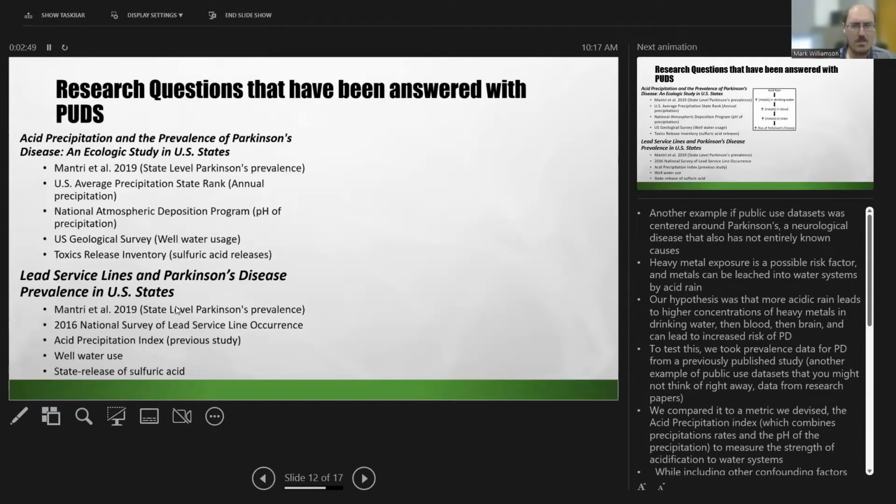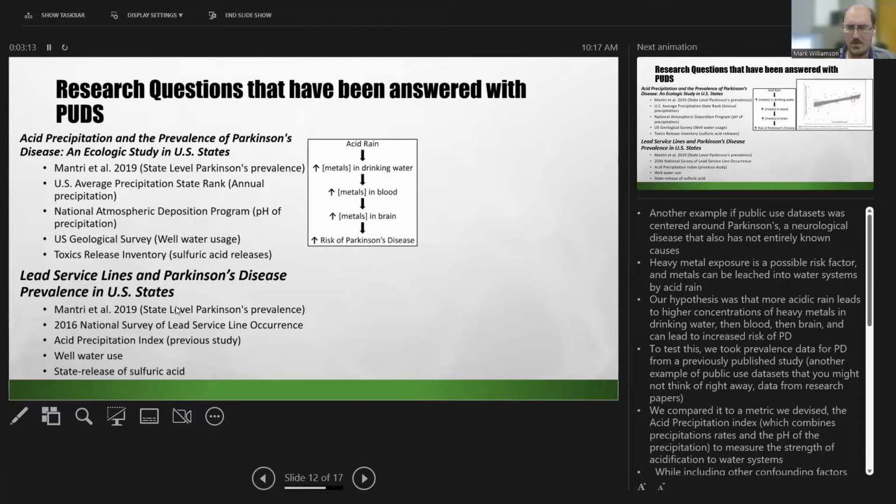Here's another example of public use data sets centered around Parkinson's disease, another neurological disease that deals with the brain and doesn't have entirely known causes. Heavy metal exposure is a possible risk factor for Parkinson's, and metals can be leached into water systems by acid rain. So our working hypothesis with these two studies was that more acid rain leads to higher concentrations of heavy metals in drinking water, then blood, then the brain, and then can lead to increased risk of Parkinson's disease.